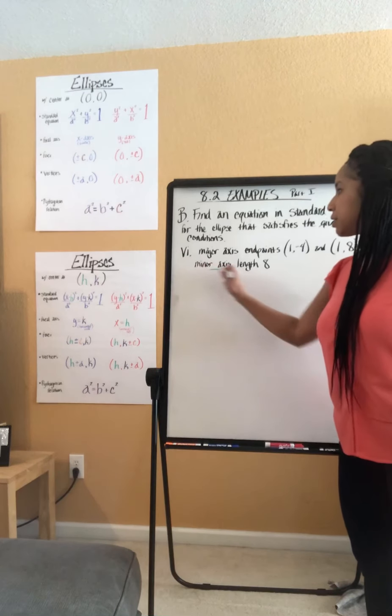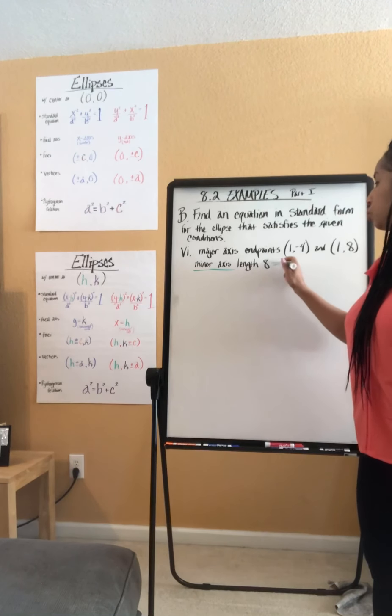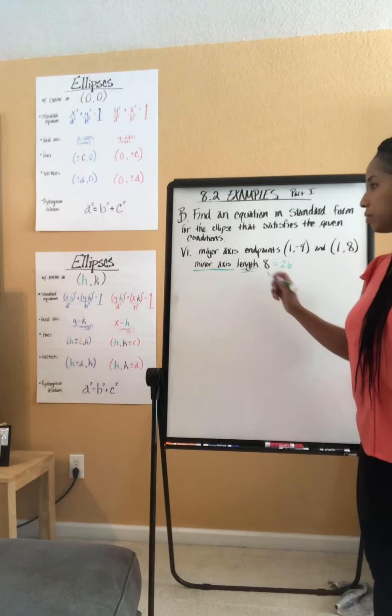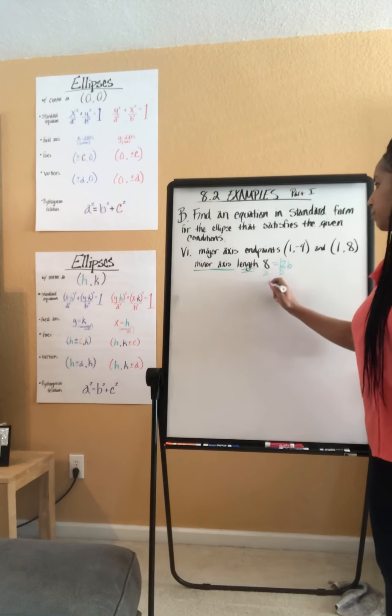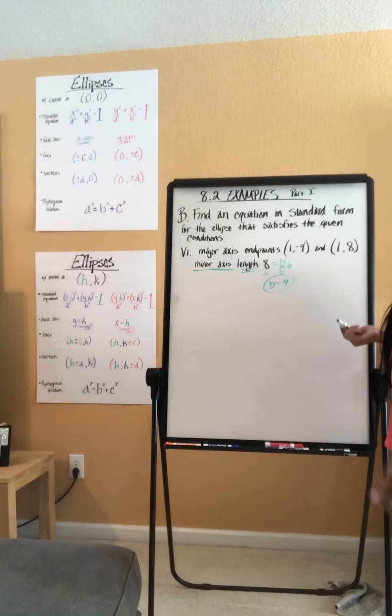I know the minor axis was the 2b, right? The length was 2b. So great, my b is 4. Wonderful. All right, what else can I figure out? I have the major axis endpoints are (1, -4) and (1, 8).